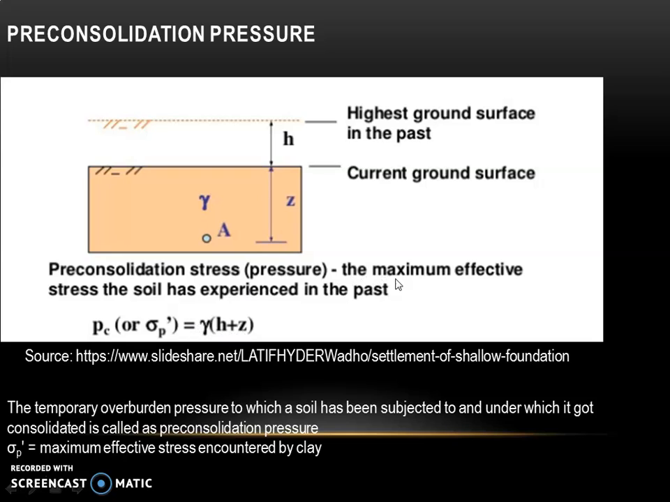And pre-consolidation stress is the maximum effective stress the soil has experienced in the past, and it is also referred to as the temporary overburden pressure to which a soil has been subjected to and under which it got consolidated, and it is represented by term sigma P dash. And if you want to know what is the current effective stress, then sigma C dash will be equal to gamma into Z.